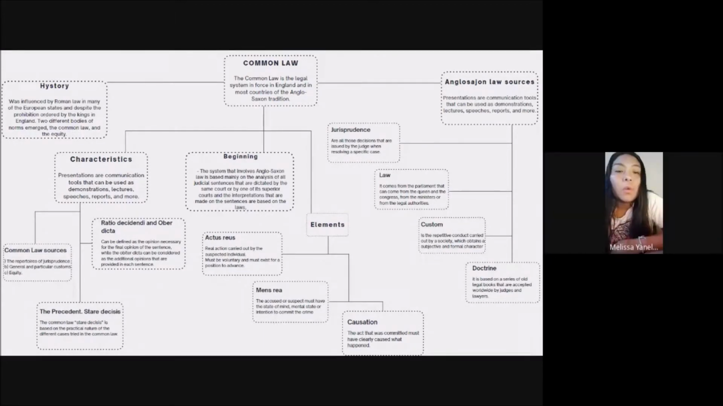History was influenced by Roman law in many of the European states, and despite the prohibition ordered by the kings in England, two different bodies of norms emerged: the common law and the equity.